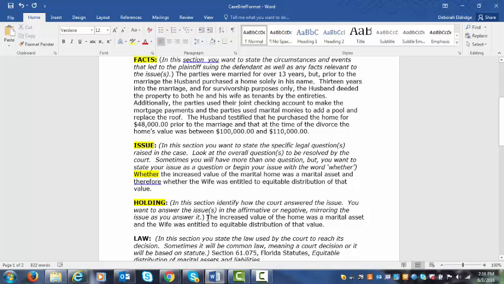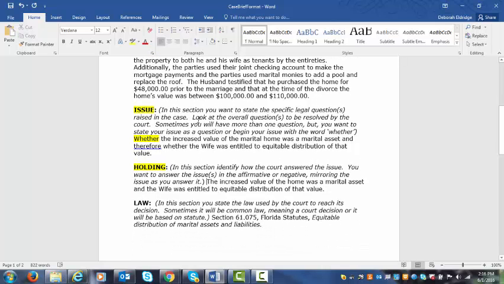Now if you go down and you look at the holding, I want you to look at how the holding literally mirrors the issue, answering it in the affirmative. And the court says the increased value of the marital home was a marital asset and the wife was entitled to equitable distribution of that value. See how it directly answers the issue and mirrors it? And that's what you want.